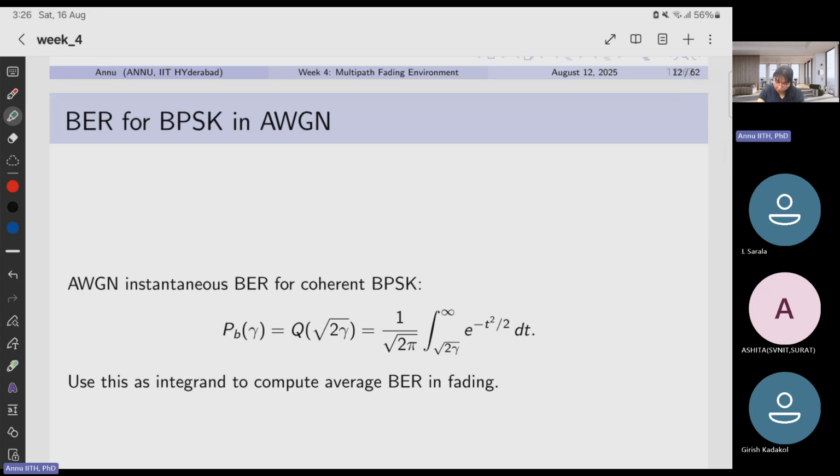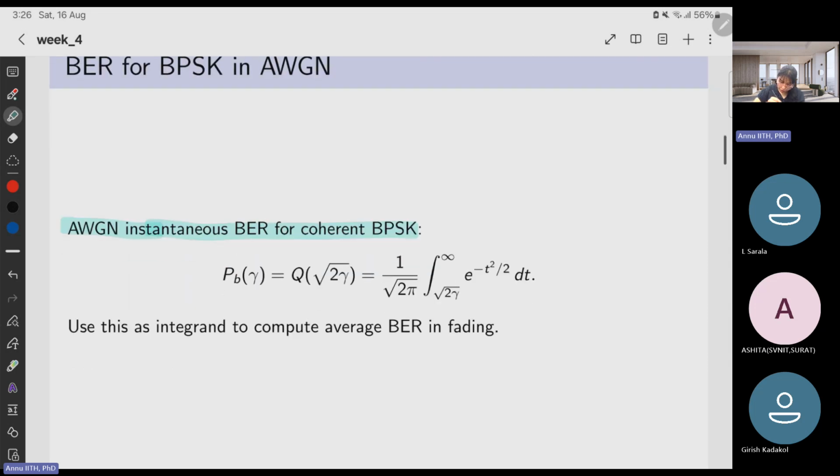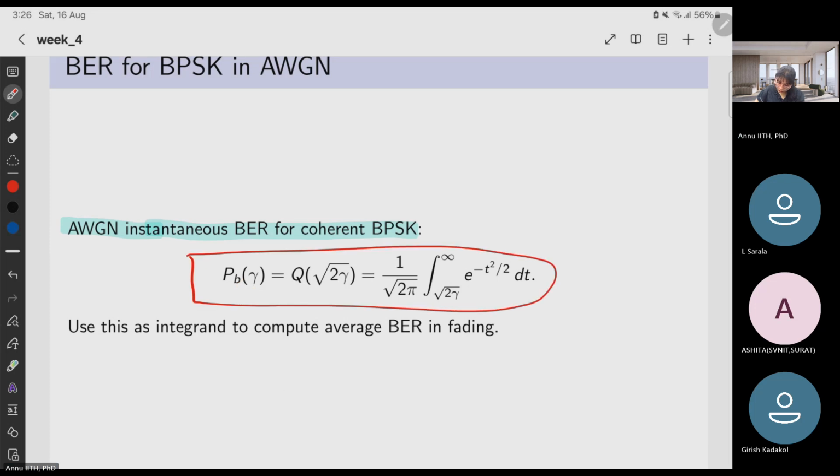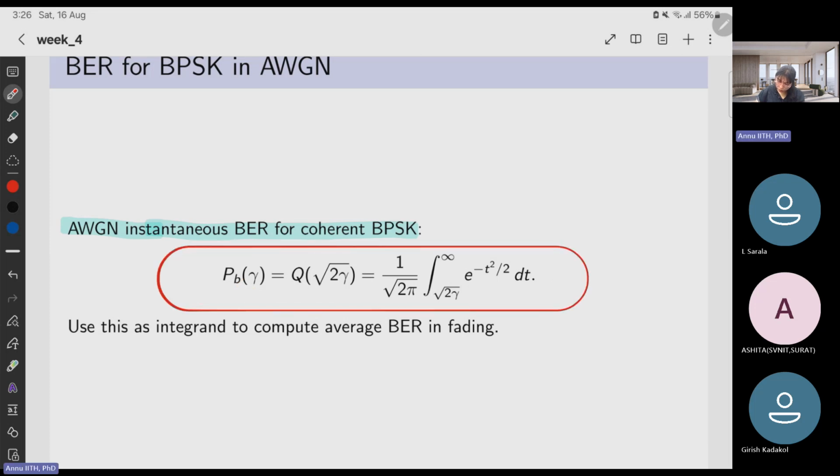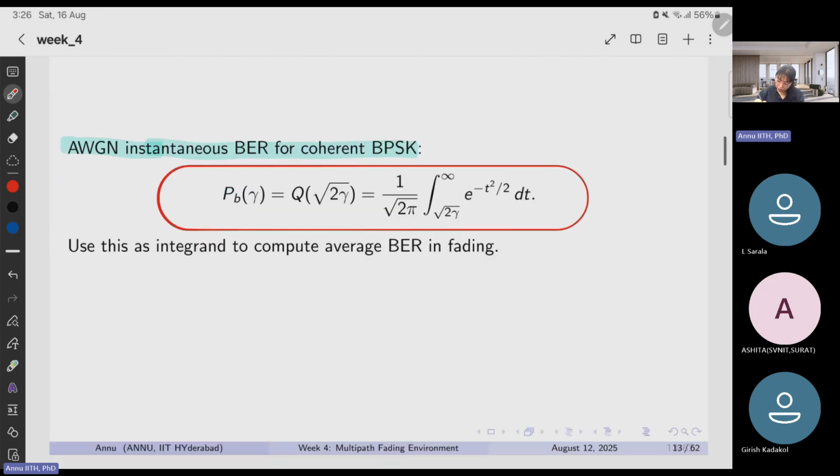The second thing is BER for BPSK in AWGN. The AWGN instantaneous BER for coherent BPSK, PB of gamma, is equal to Q of root 2 gamma, which is equal to 1 upon root 2 pi times the integration from root 2 gamma to infinity of e power minus t square by 2 dt. Use this integral to compute the average BER in fading.